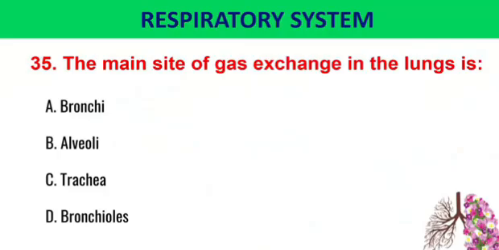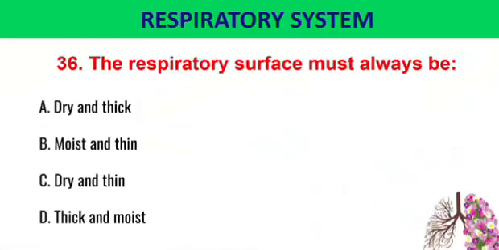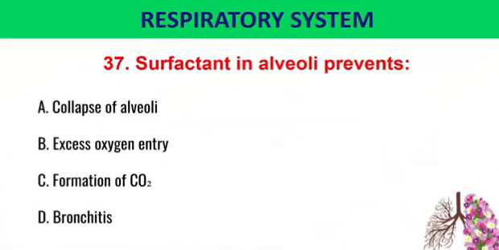The main site of gas exchange in the lungs is alveoli. The respiratory surface must always be moist and thin. Surfactant in alveoli prevents collapse of alveoli.